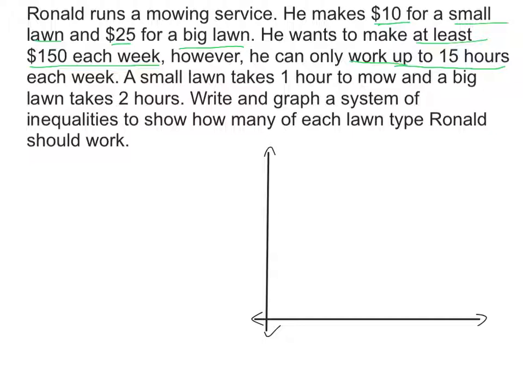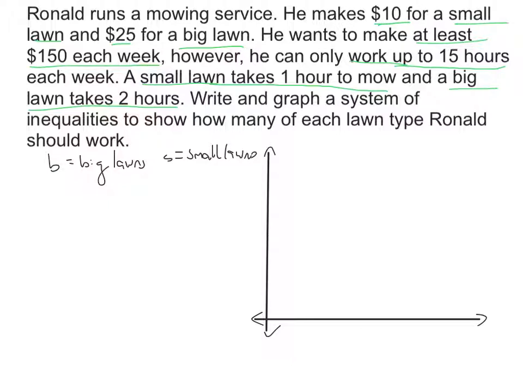A small lawn will take 1 hour to mow. A big lawn takes 2 hours. Write and graph a system of inequalities to show how many of each lawn type Ronald should work. Okay, so we have two things that we don't know here: how many big lawns, B for big lawns, that Ronald should work, and S for small lawns. Use this to write some inequalities for this information.